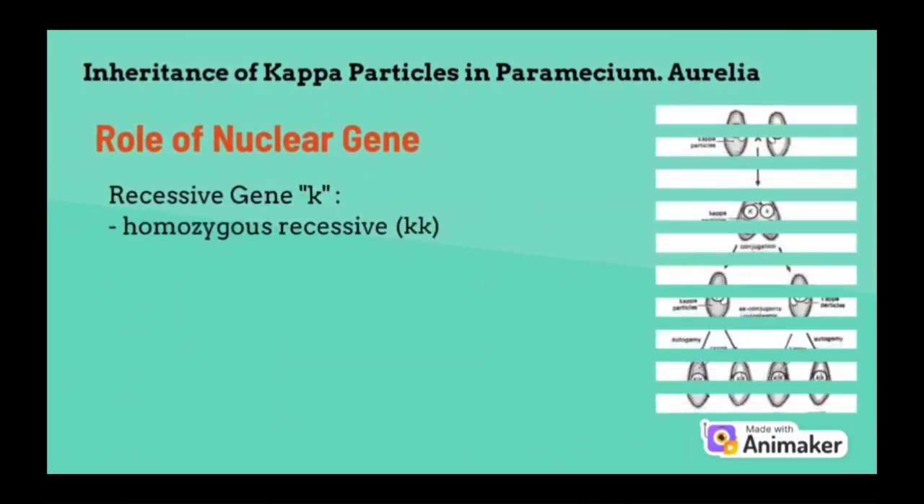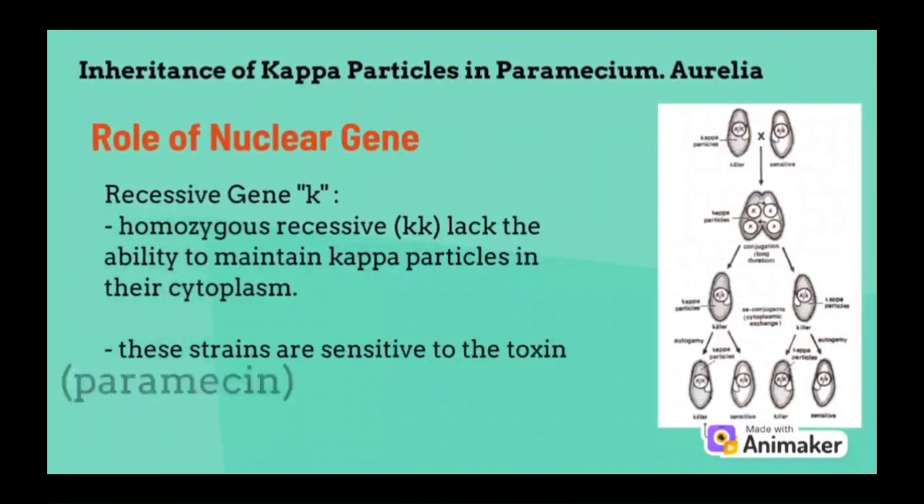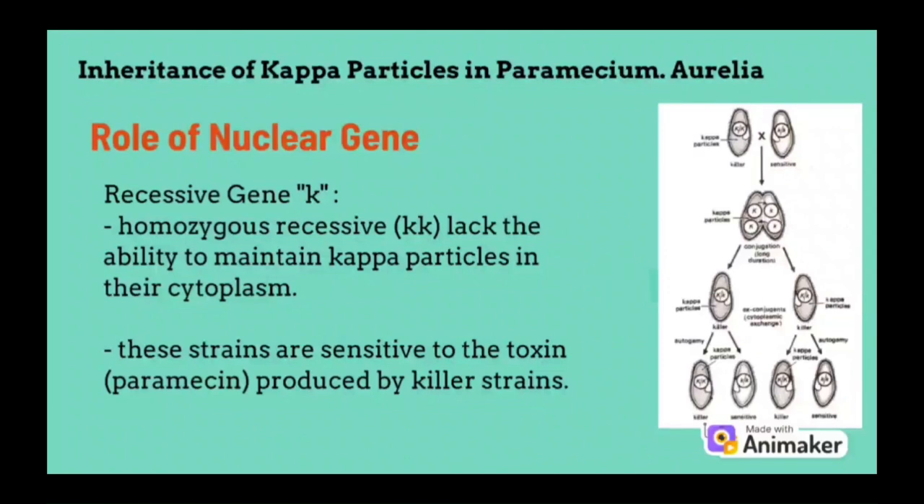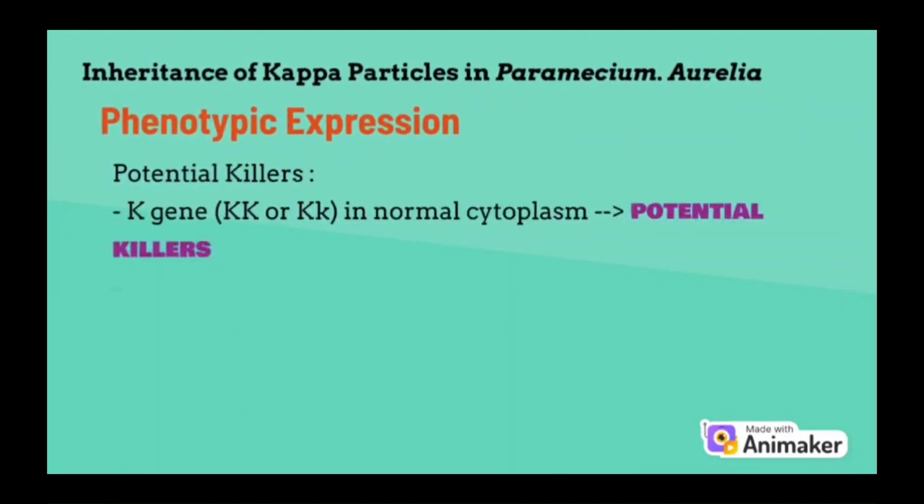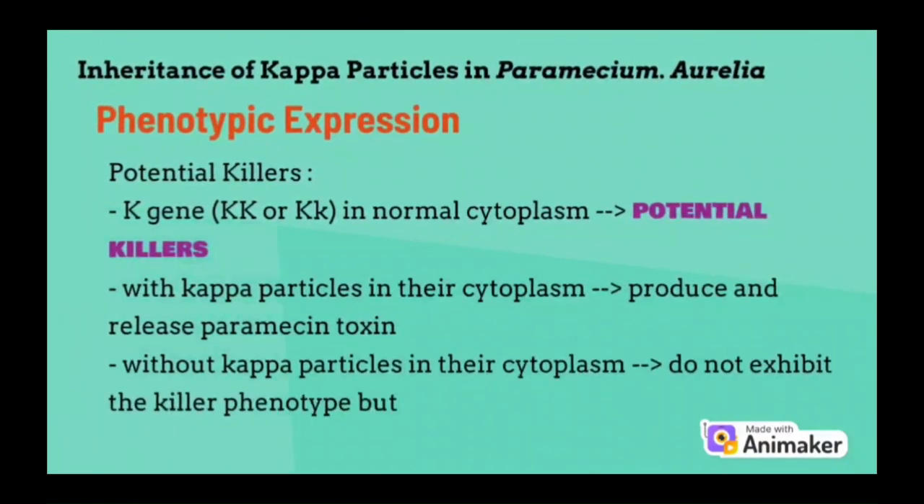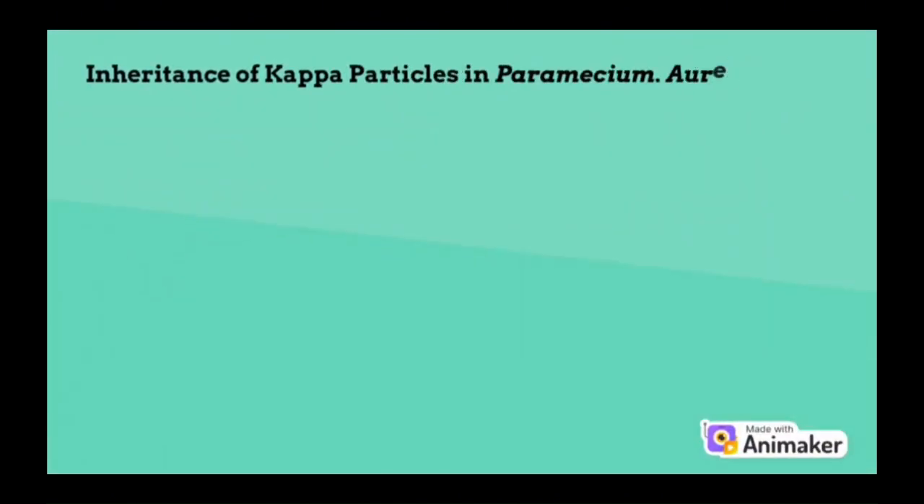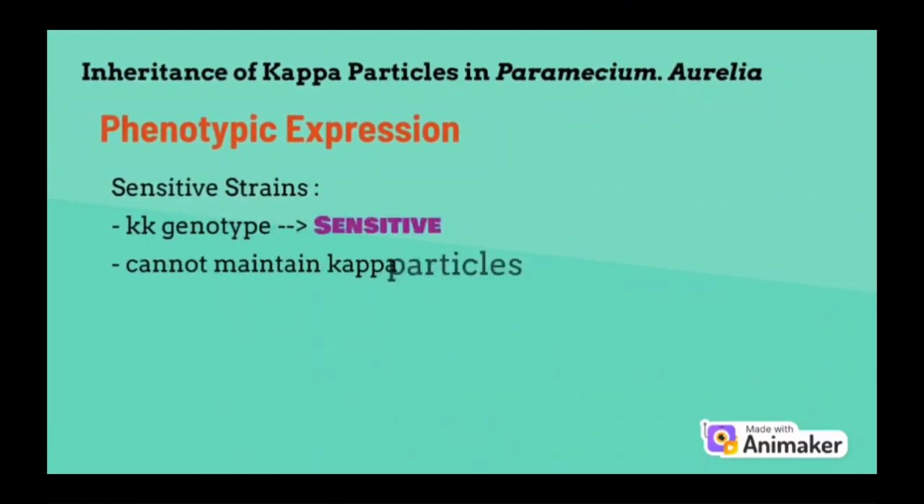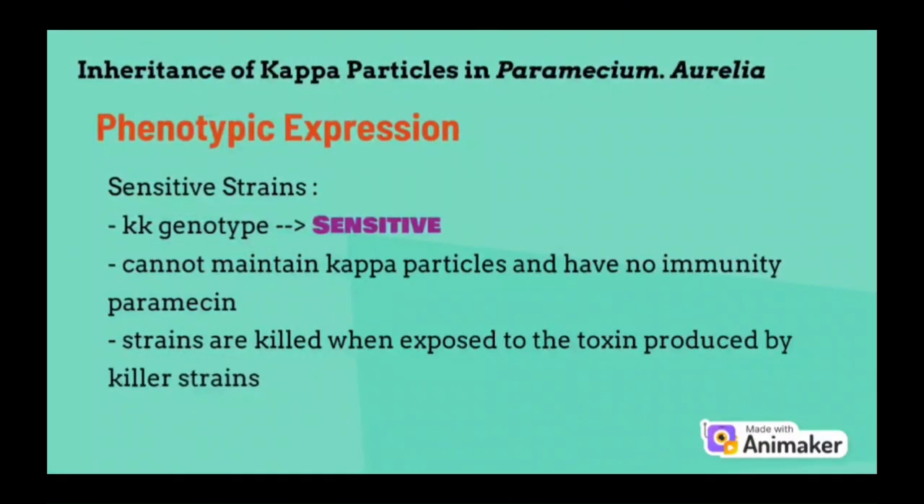Dominant gene expresses the killer trait. Recessive gene is sensitive to paramecin. Phenotypic expression: K gene in normal cytoplasm is a potential killer. Sensitive strains cannot maintain kappa particles and have no immunity to paramecin.